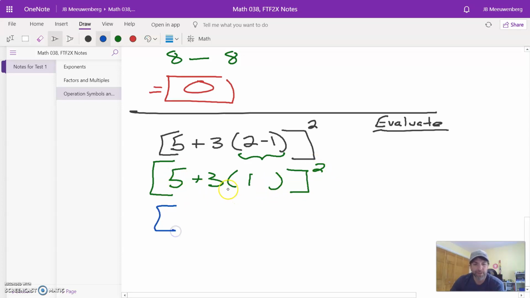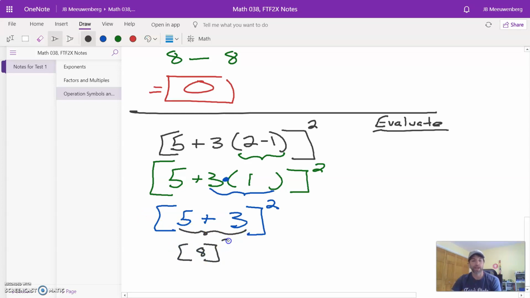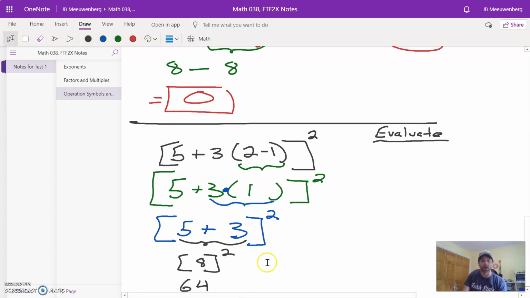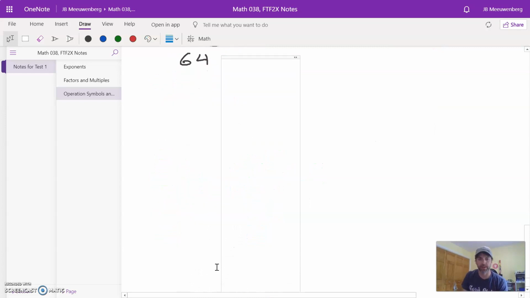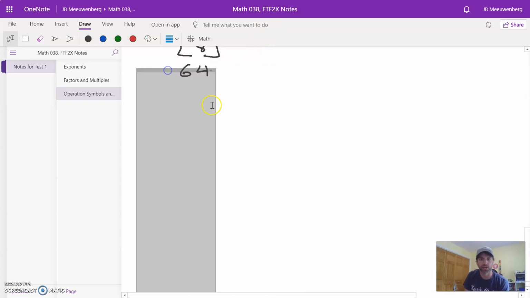So now we have addition and multiplication. We're going to do this multiplication right here next. 3 times 1. So we have 5 plus 3, bracket, exponent. Now we can finish off the bracket. 5 plus 3 is 8. We can do that addition right here. And then 8 with an exponent of 2 is equal to 64. So let me scroll down here a little bit further, and let's look at a couple more.